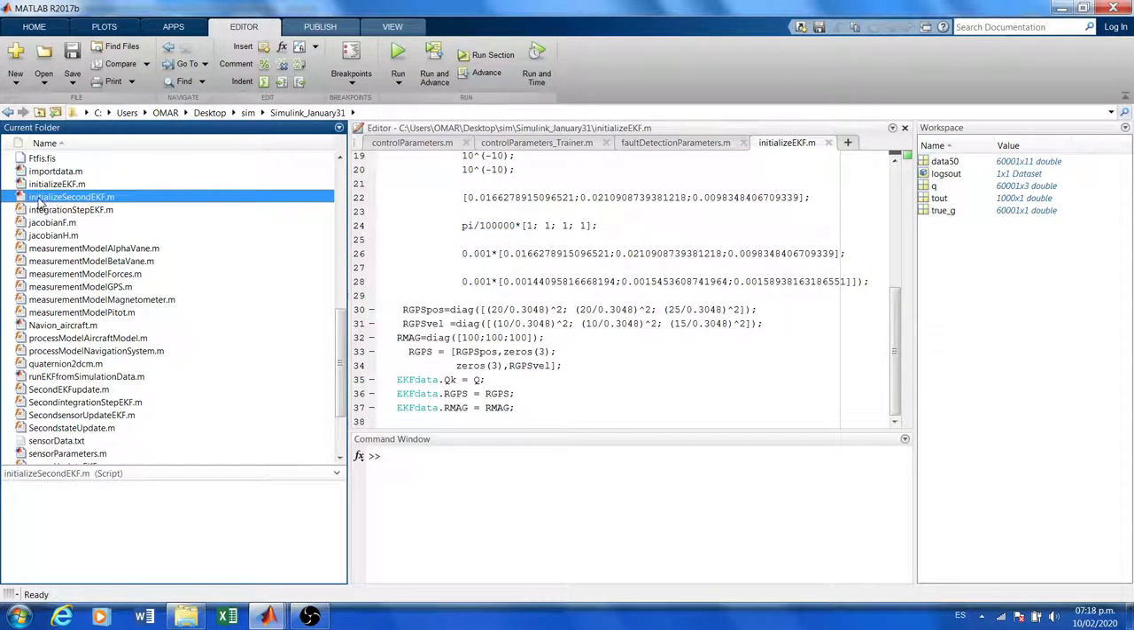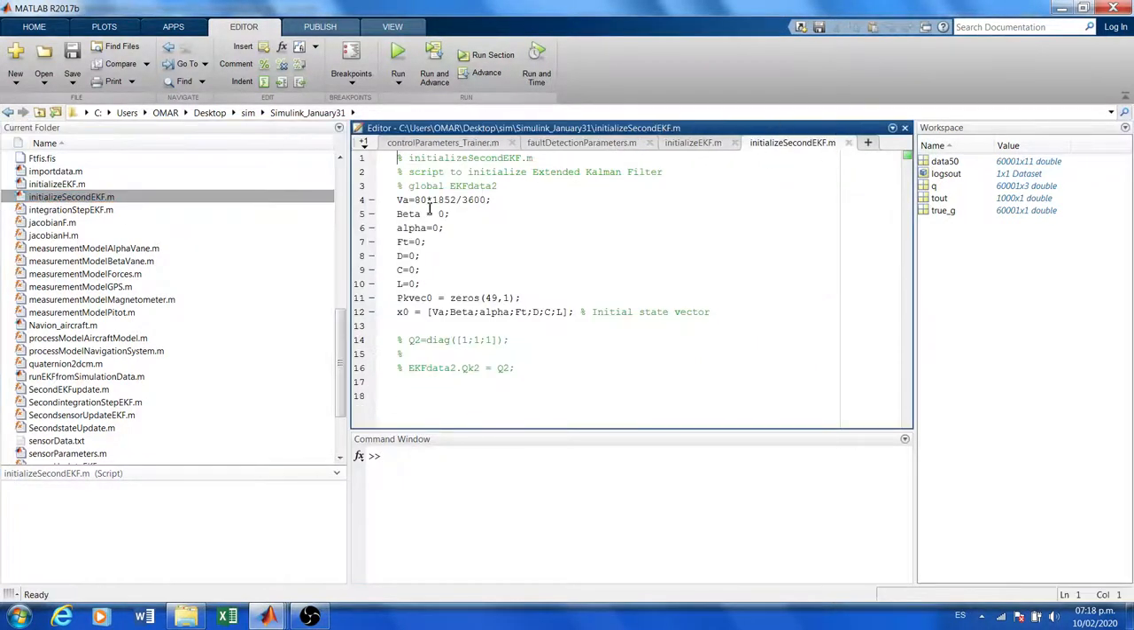This is the initialization of the second Kalman filter, the same. Airspeed: we start the filter at the same speed of the aircraft, 80 knots. Beta and alpha are zero because the aircraft is flying straight and level flight at the beginning of the simulation. So these are the initial variables of the second extended Kalman filter.